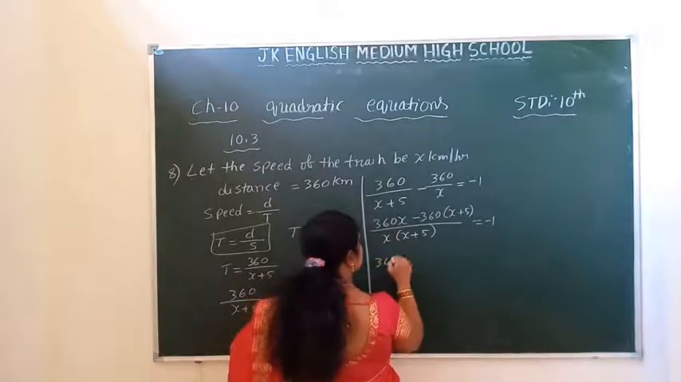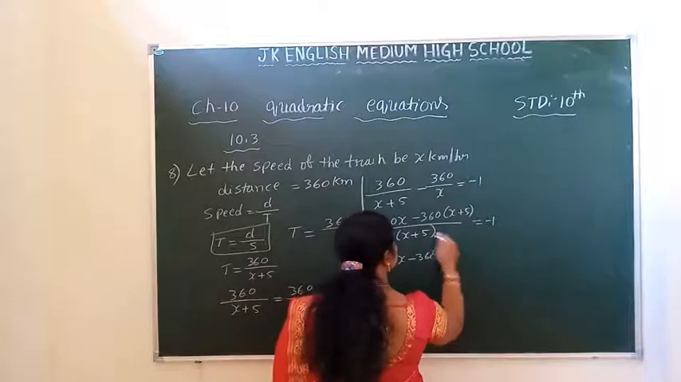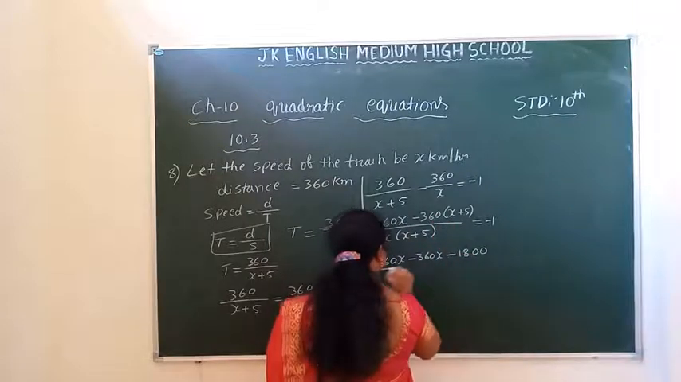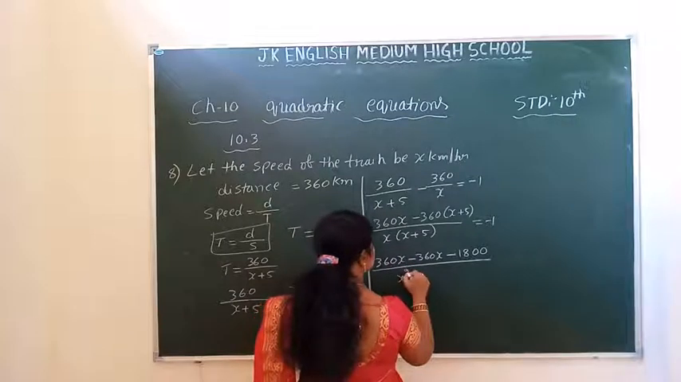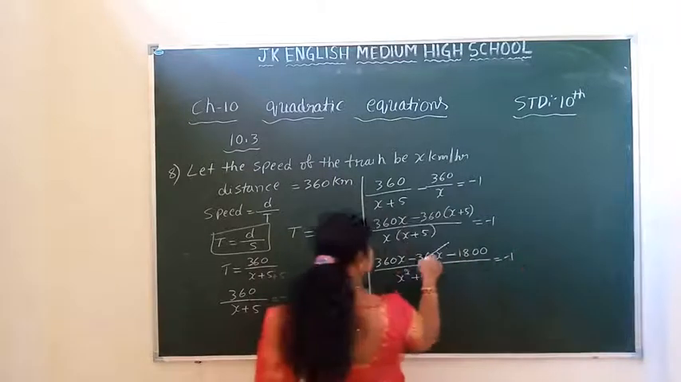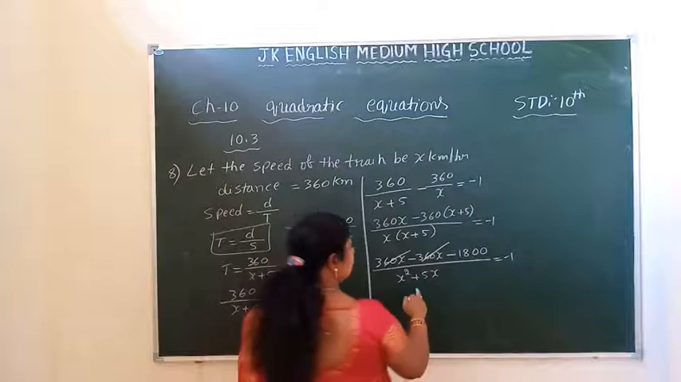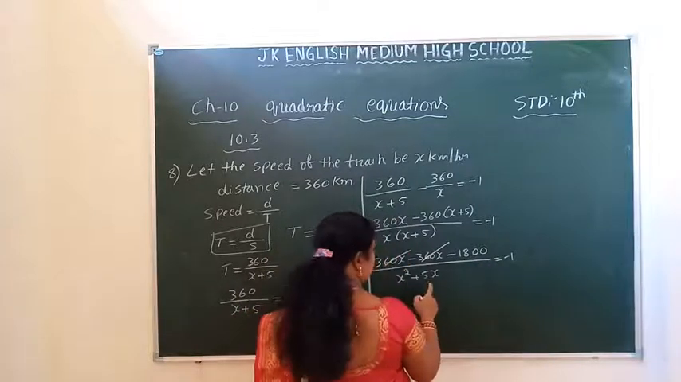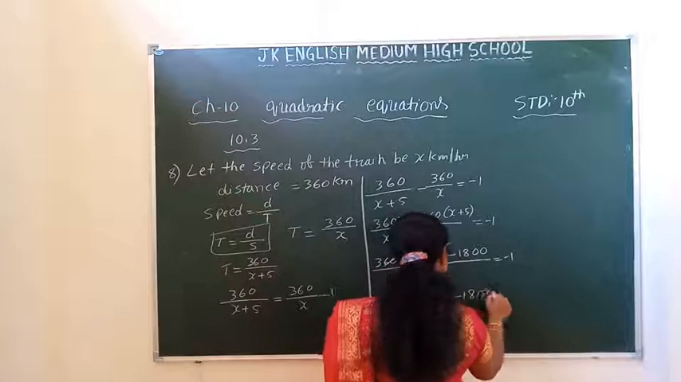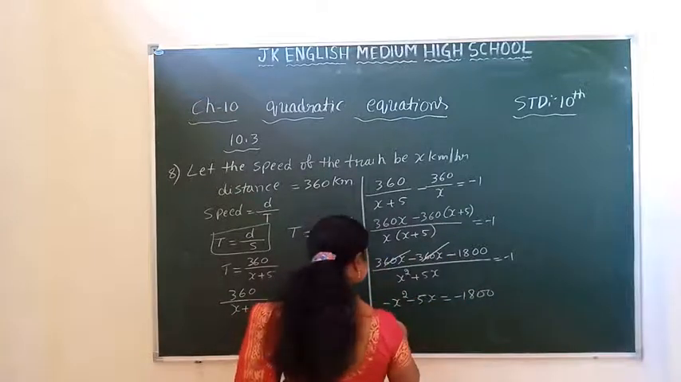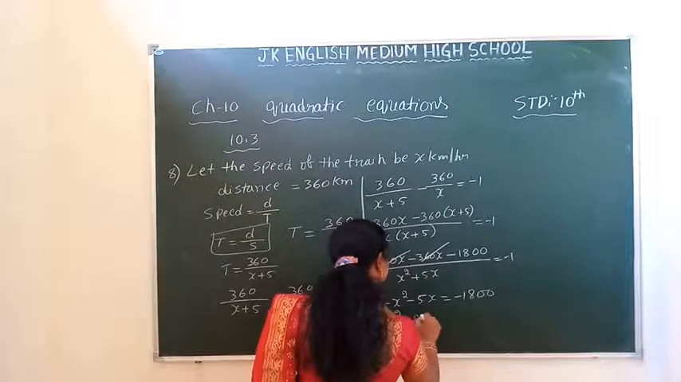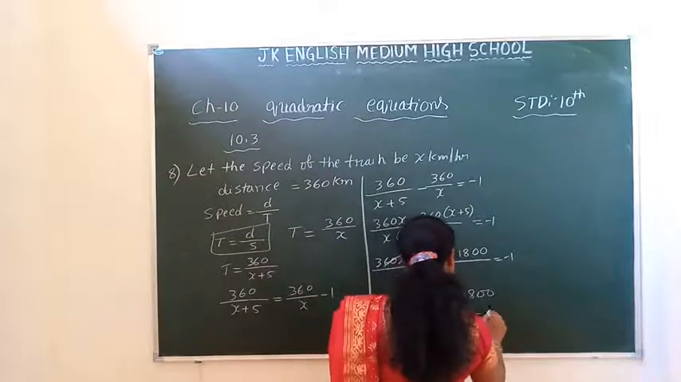Then 360x minus 360x minus, multiply 5 into 360: 5 sixes are 30, 3 remains, 5 sixes are 15 plus 3 is 18, so 1800. Then multiply x into x square plus 5x, this is equal to minus 1. Minus 360x plus 360x get cancelled. You multiply now, you are going to get minus sign: minus x square minus 5x is equal to minus 1800. So if I take all these three terms to the other side, it becomes positive: x square plus 5x minus 1800 is equal to 0.